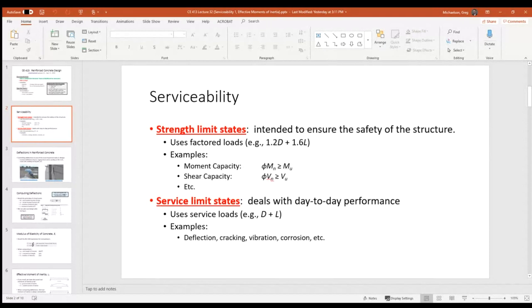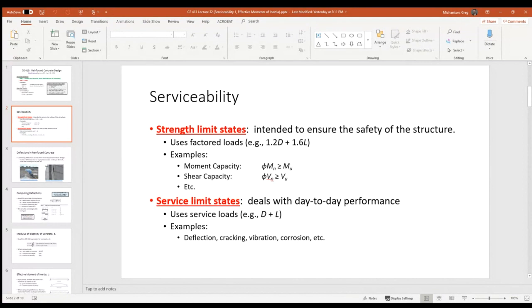I mentioned the word serviceability, so I want to explain what I mean by that. In structural engineering, first off, I want to briefly recap the term limit state. A limit state is a condition that we as a structural engineering community define that structures have to satisfy. A common set of limit states, for instance, are strength limit states. They're intended to ensure the safety of the structure. And we've been dealing with strength limit states all semester.